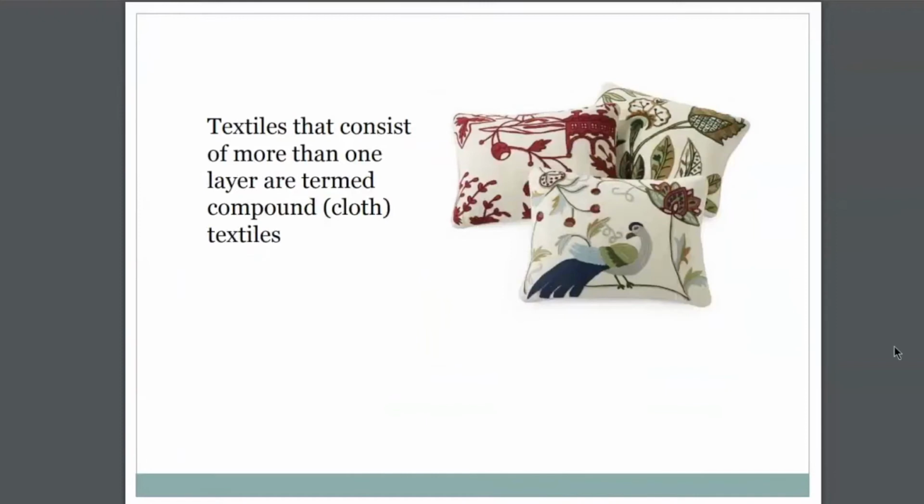These are just quickly gone over in the textbook, but there are some specific types of embroidery that I would like you to know. So these are pillows from seasons ago of Pottery Barn. And it's an example of a specific type of embroidery called crewel. So a compound textile consists of one or more layers. They are termed a compound cloth.